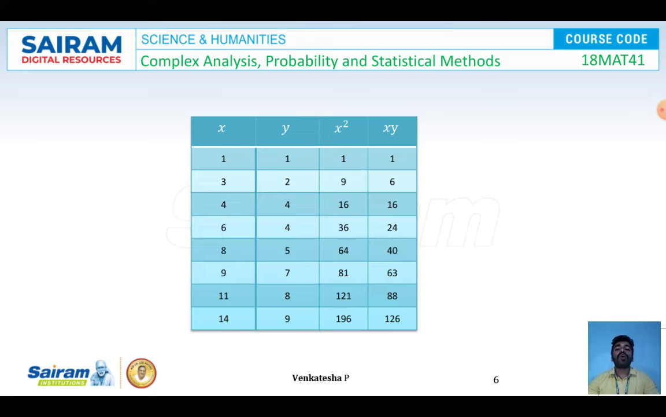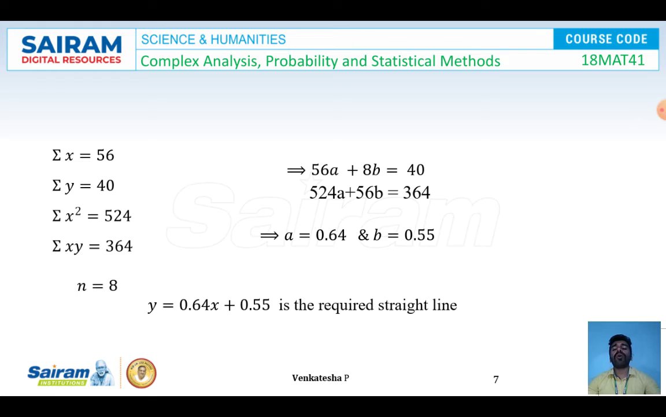126. Now we are supposed to compute the summation of x, summation of y, summation of x square, summation of xy. It is given by adding all the x values. We got summation of x is equal to 56. Adding all the y values, we got summation of y is equal to 40. Adding all x square, we got summation of x square is equal to 524. Adding all xy, we got summation of xy is equal to 364.